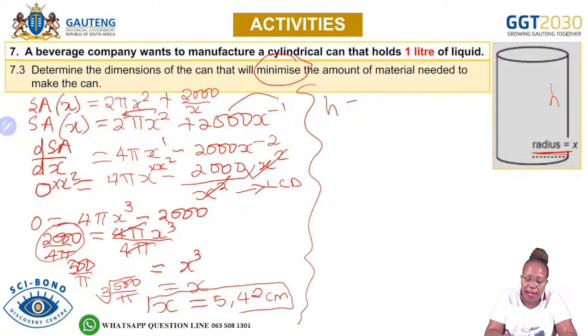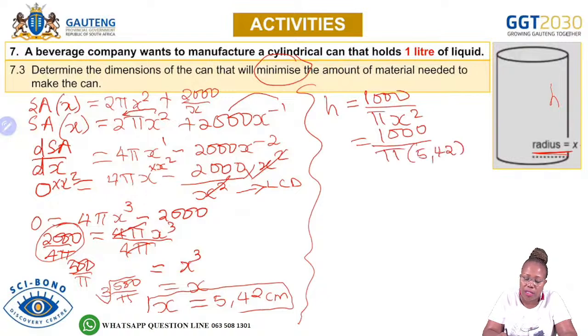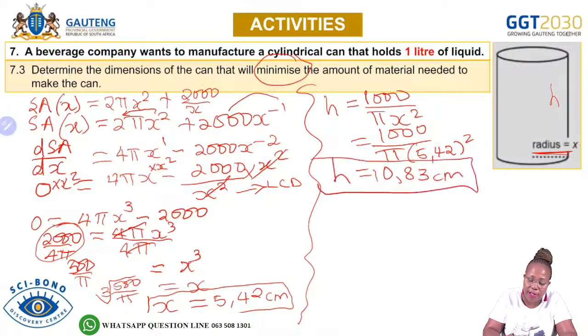In order to find the height, do you still remember grade 12? We have calculated the height and proved that the height is 1000 over pi x squared on our previous 7.1. So we are going to substitute the value of x that we have calculated there in order to find the height. That is pi into 5,42 centimeters squared. And then the final answer there will be 10,83 centimeters.